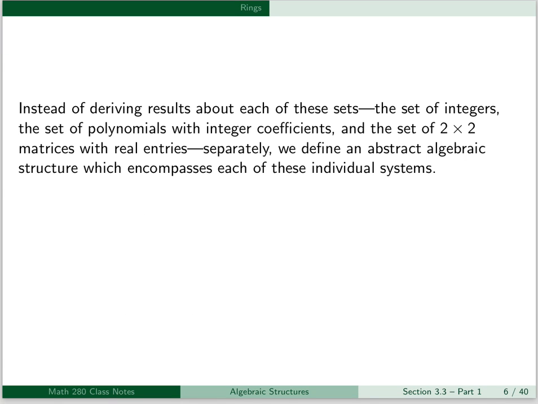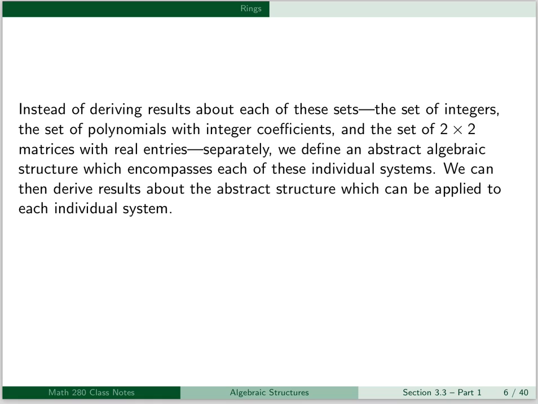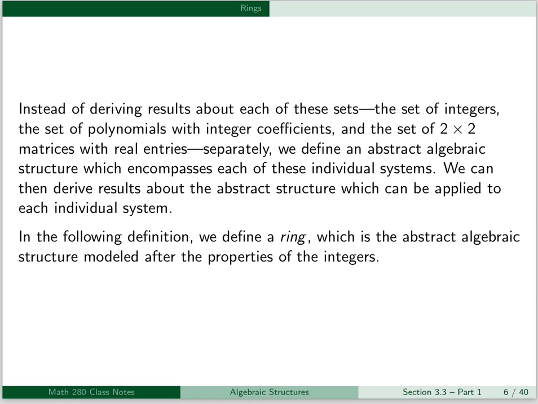Instead of deriving results about each of these sets, the set of integers, the set of polynomials with integer coefficients, and the set of 2 by 2 matrices with real entries separately, we define an abstract algebraic structure which encompasses each of these individual systems. We can then derive results about the abstract structure which can be applied to each individual system. In the following definition, we define a ring, which is the abstract algebraic structure modeled after the properties of the integers.